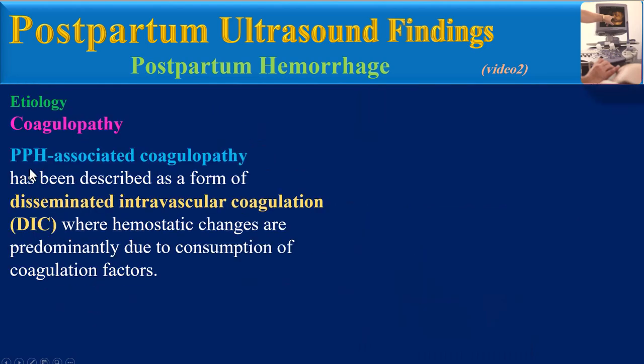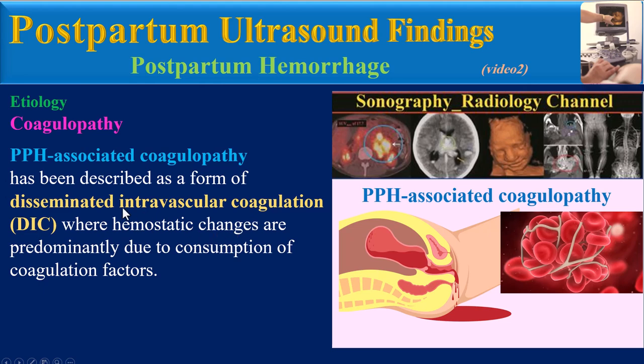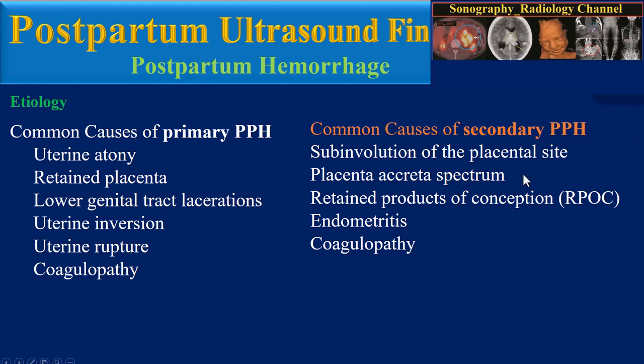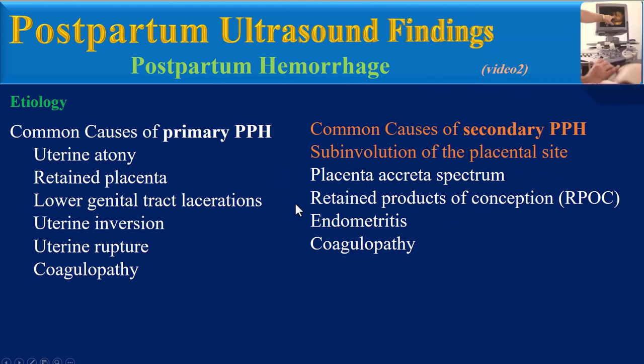Coagulopathy. Postpartum hemorrhage associated coagulopathy has been described as a form of DIC, where hemostatic changes are predominantly due to consumption of coagulation factors. Of course, this is a laboratory diagnosis. Common causes of secondary postpartum hemorrhage: subinvolution of the placental site was explained in video 1. Placenta accreta spectrum and coagulopathy have been explained before. Retained products of conception and endometritis will be explained in future videos, God willing.